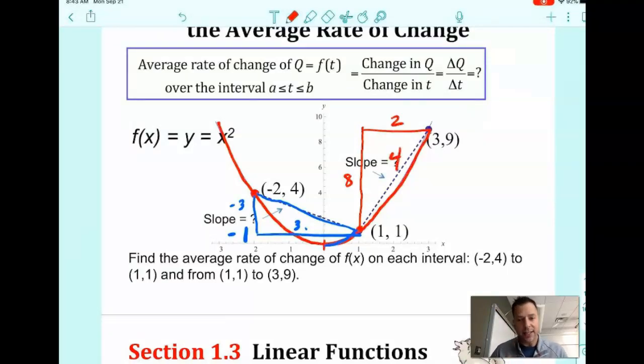Okay? So that's how you can use your rise and run from a graph to find your average rate of change over a given interval. And that was the objective at the beginning.